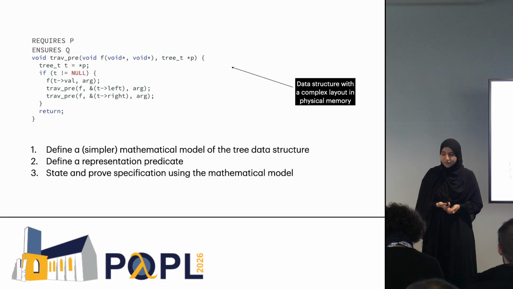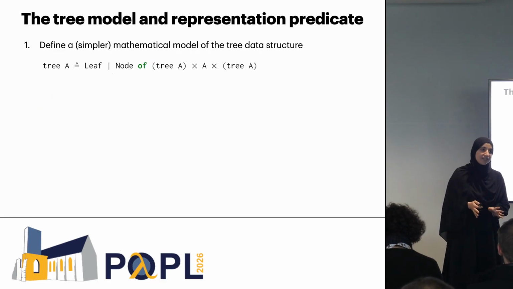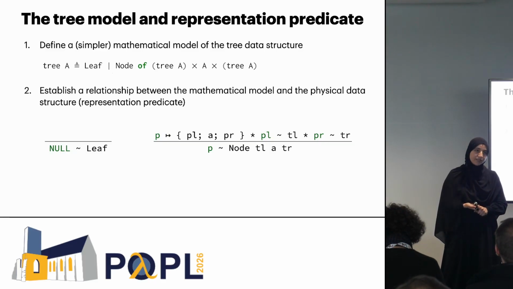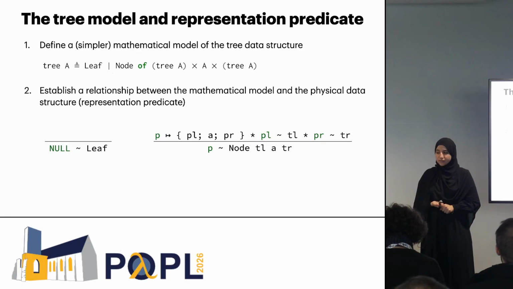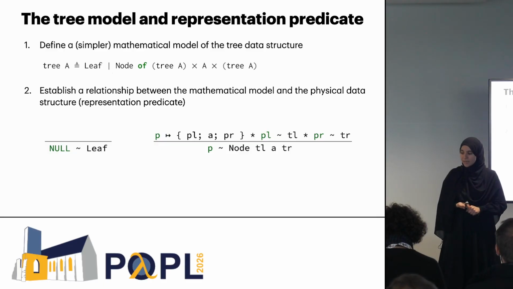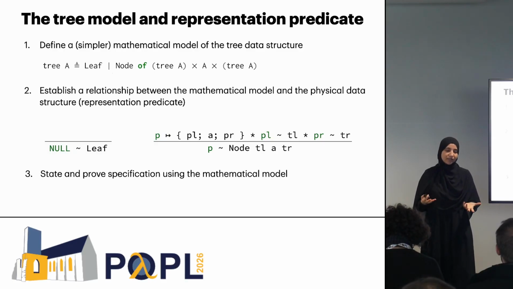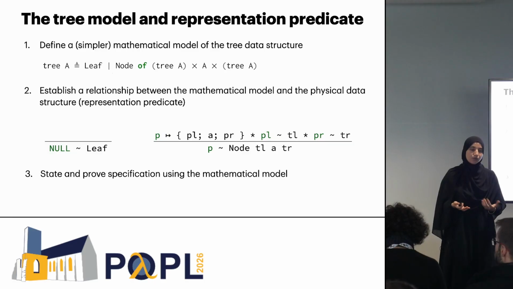So in the case of this example, we can use a standard ADT definition of binary trees, like the one I show on this slide. And we can define a representation predicate that basically says that a null pointer is related to a leaf, and a pointer P is related to this mathematical tree on the right if P points in memory to a structure (PL, A, PR), and the pointer PL is related to TL and PR to TR. So this is pretty standard in separation logic. And now we can use these nicer mathematical models of binary trees to write our specification.